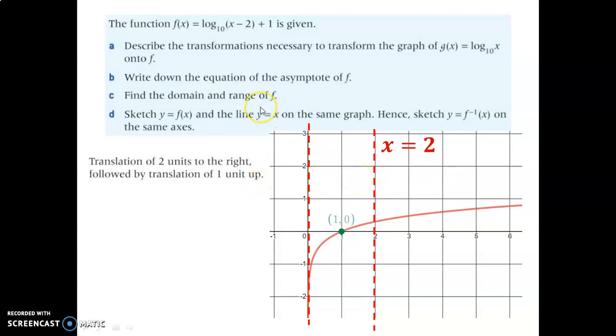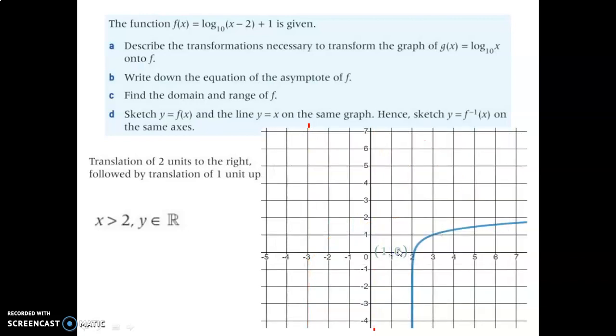Okay, find the domain and range of the new function. Well, here they are. The domain is all x values greater than 2, and the range is all possible values. And we know that because, again, here's our graph after it's been shifted like this, and there's an asymptote here. So again, the domain is 2 and greater, and the range is all values.